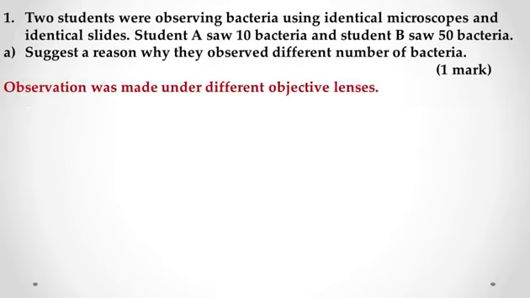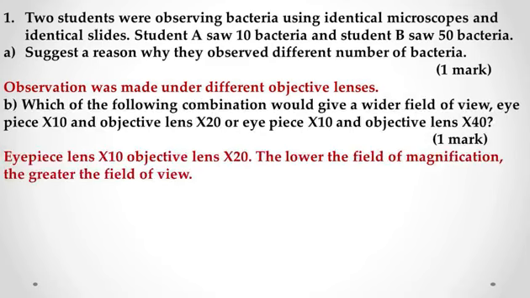The reason why they observed different numbers of bacteria is because the observation was made under different objective lenses. Between the two sets, the combination which would give a wider field of view is the eyepiece lens times 10 and objective lens times 20. And the reason is that the lower the magnification, the greater the field of view. So this set has a lower magnification and hence it will have the greater field of view.